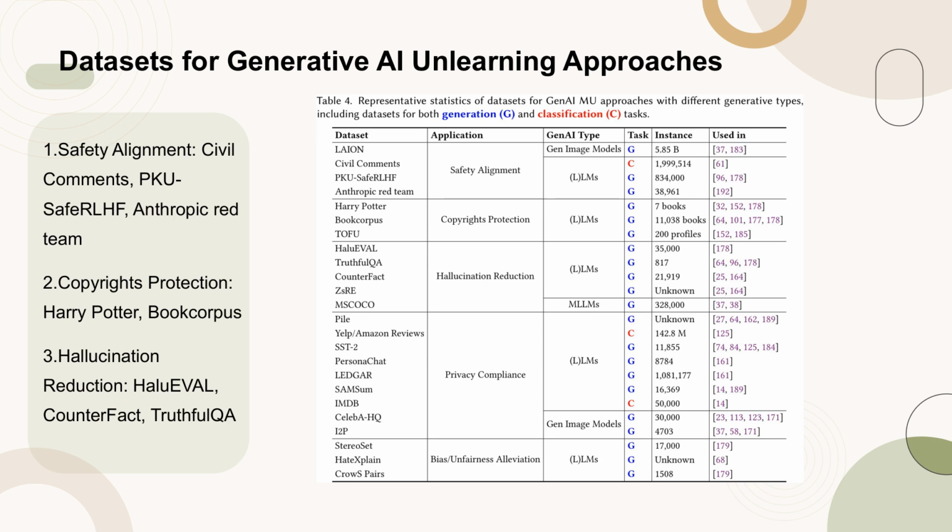Additionally, datasets such as HallyVal, Counterfact, and Truthful QA are utilized for hallucination reduction, ensuring models do not generate misleading or incorrect information. Each dataset is accompanied by its task type, generation or classification, and the number of instances, providing a comprehensive overview for future MU research.